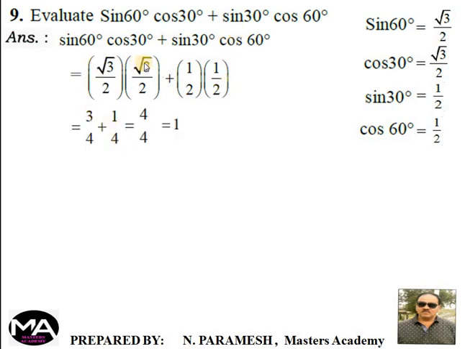Root 3 into root 3, root 9 is nothing but 3, 2 2s are 4, plus 1 1s are 1 divided by 2 2s are 4. Taking 4 as an LCM, 3 plus 1 is 4, 4 by 4 is 1.